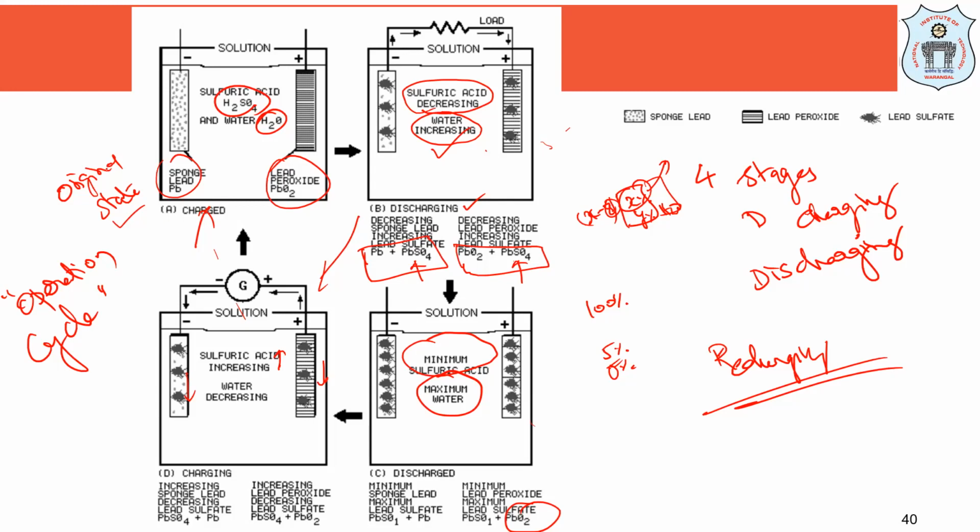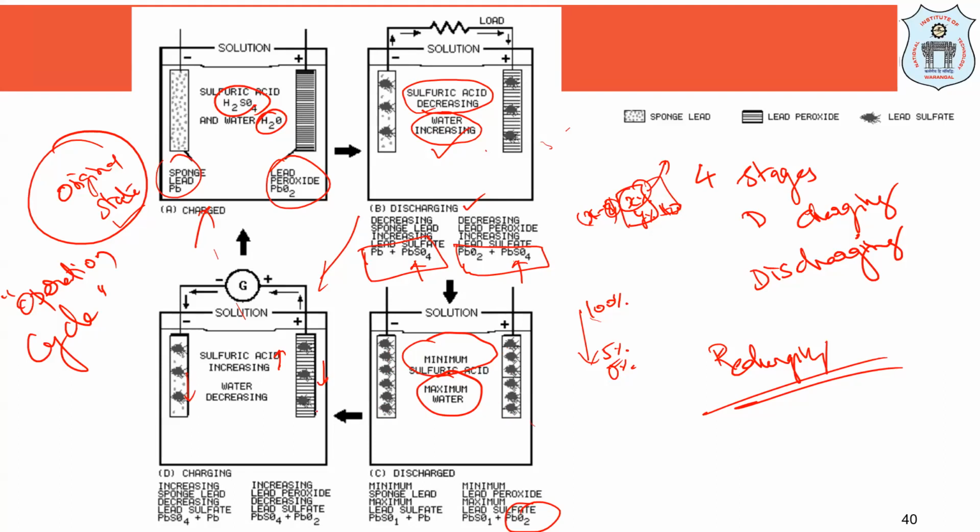Initially, in the original position, you are going to have sponge lead and lead peroxide, and the electrolyte is simply sulfuric acid and water. When the battery is in use, it is discharging power. In that case, slowly there will be an increase in lead sulfate at the surface of both electrodes, anode and cathode, and an increase in water content because there is a decrease in sulfuric acid. When it is almost giving out maximum output, what happens with time? Finally, we are going to have maximum water and minimum sulfuric acid, and maximum lead sulfate at the anode and cathode surfaces.